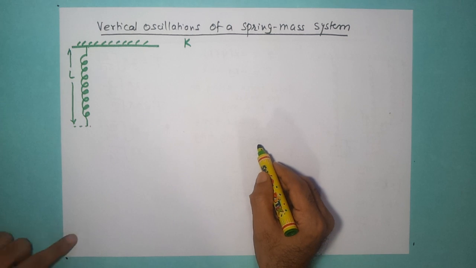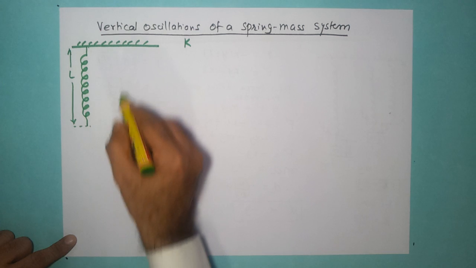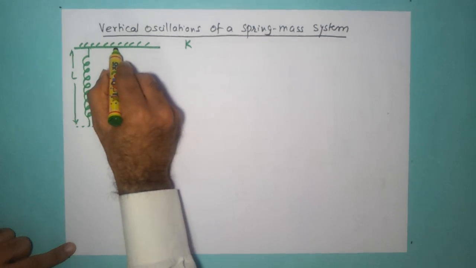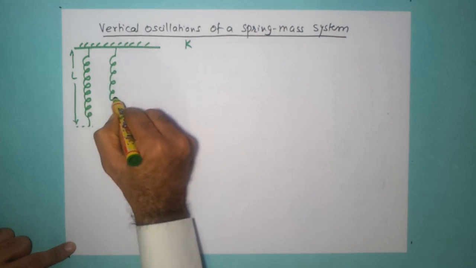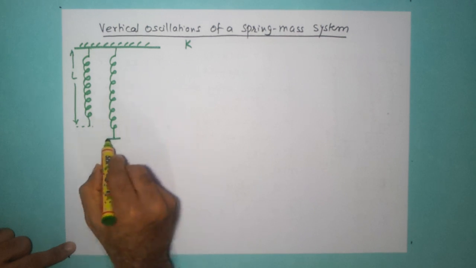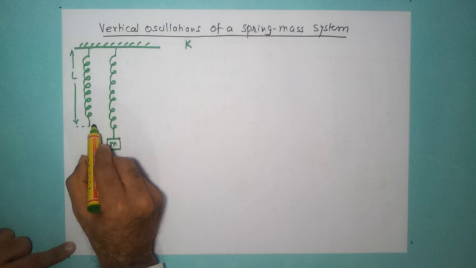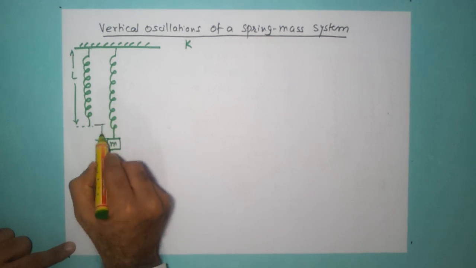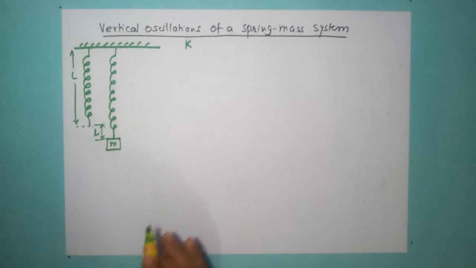And now let us say I attach a weight mg or mass m over here. So I'll have a situation like this. When I attach a mass over here, there will be a small elongation in the spring. So this is the mass m attached over here, and there's a small elongation in the spring. Let us say this elongation is small l, just by attaching the weight over here.